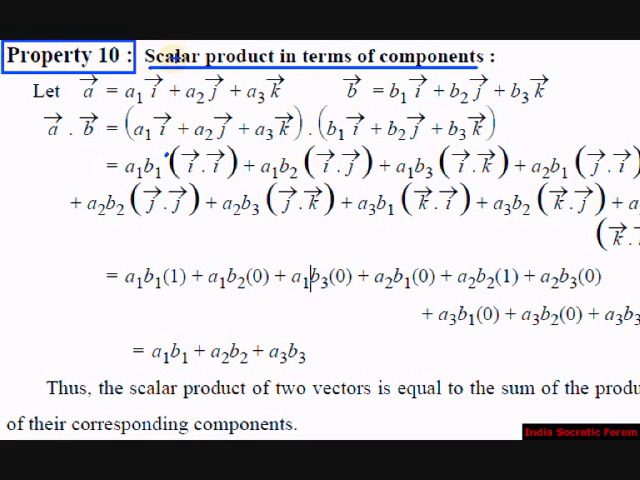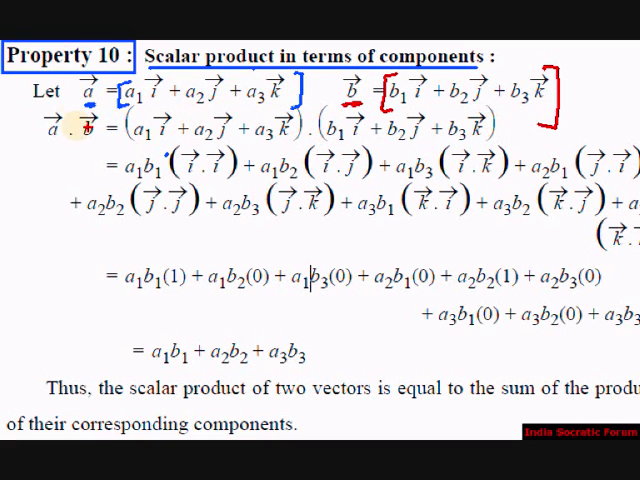Take property 10. It states the scalar product in terms of components. Let's see the scalar product in terms of its components. Let vector A be A1 i, A2 j, A3 k, and let vector B be B1 i, B2 j, B3 k. These are the given things, right?